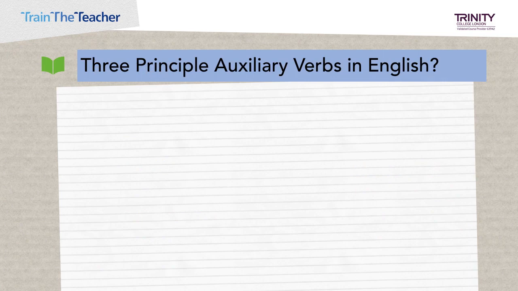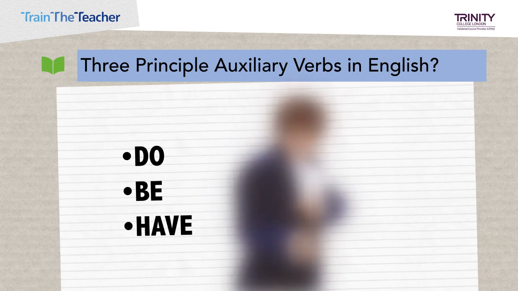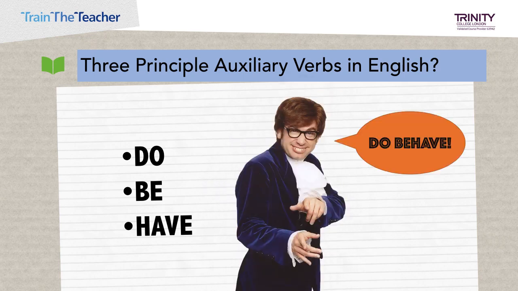So, having had a look at those previous examples, what are the 3 principal auxiliary verbs in English? They are do, be, and have. I find an easy way to remember this is to think about Austin Powers and his catchphrase.